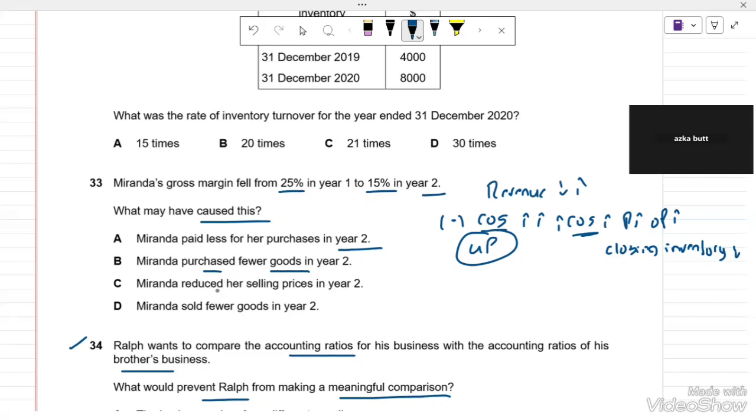So the C part is that Mirinda reduced her selling price in year two. It looks like the right answer, because if the selling prices are decreasing, revenue would decrease, and because of this, the GP margin is decreasing. So C part is the right part.